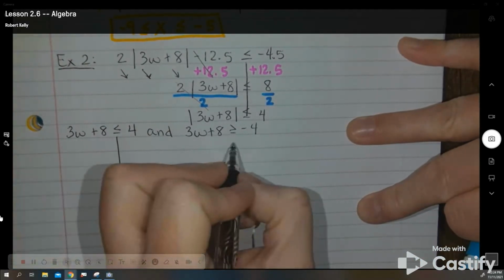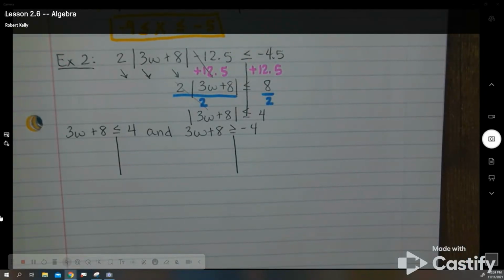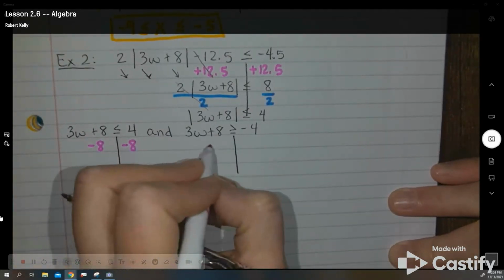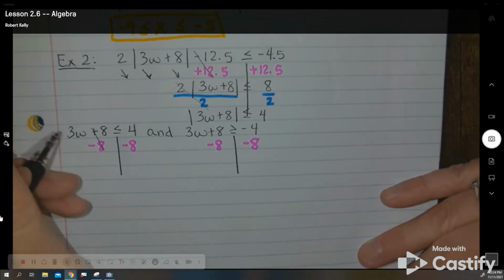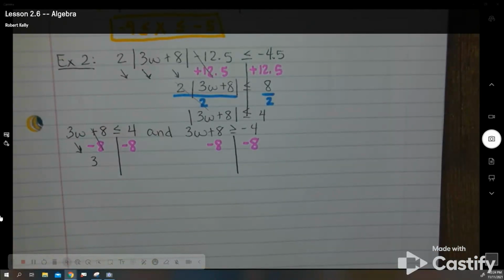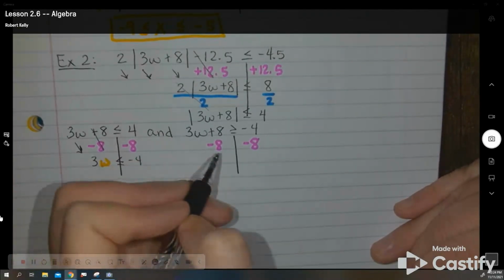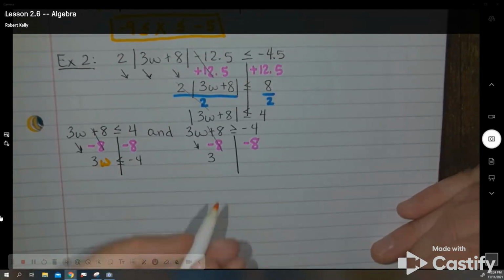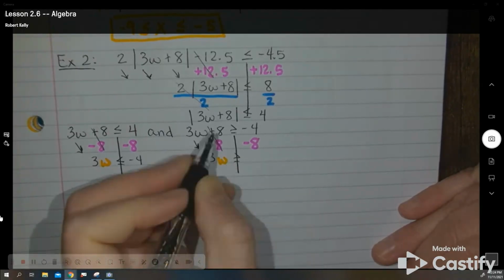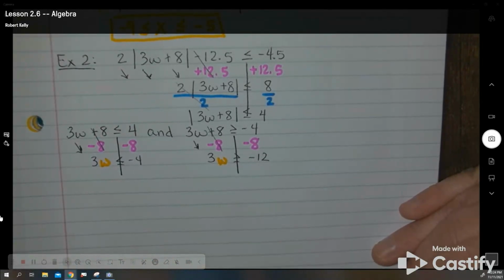So we're going to solve. And in fact, I'm going to do 2 at a time because it's the same equation now for the inequality. So I'm going to subtract 8. So this gives us 0. We have 3w left over. 4 minus 8 is -4, less than or equal to 0 here. 3w greater than or equal to -4 minus 8, which is -12.